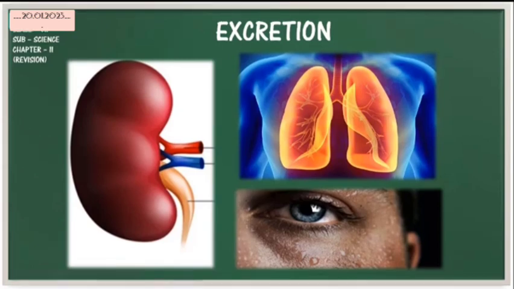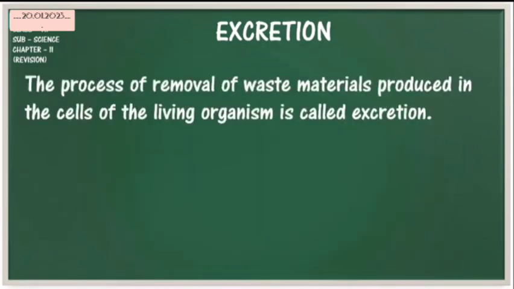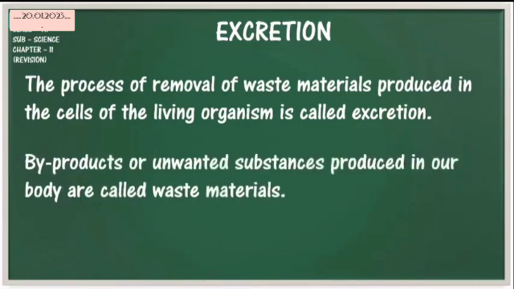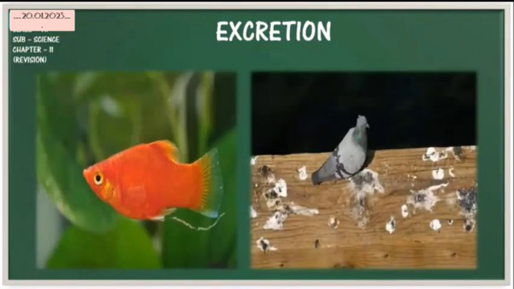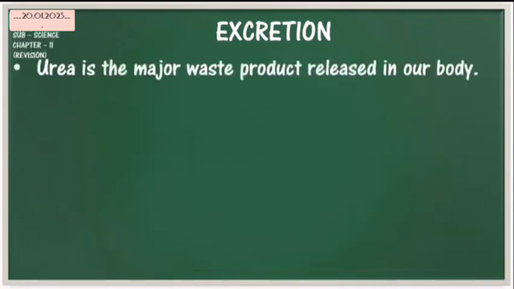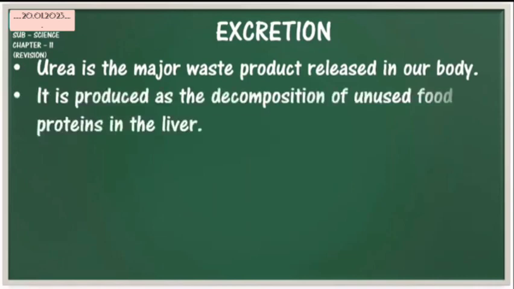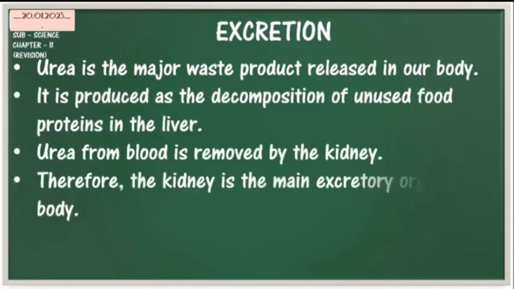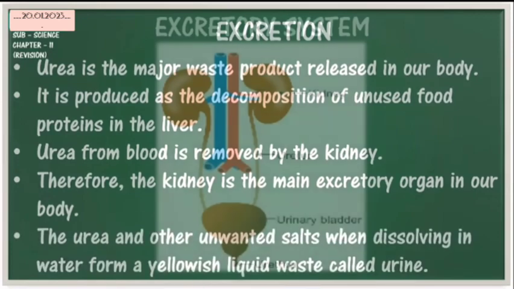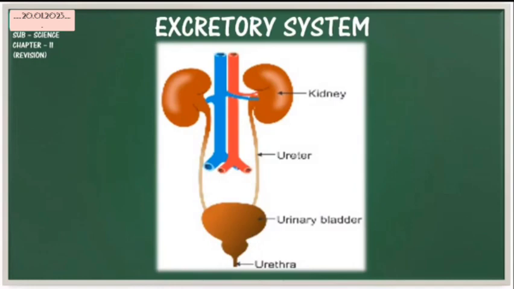Different organisms follow different modes of excretion, such as kidney, lungs, skin, and eyes, depending on their habitat and food habit. For example, aquatic animals excrete waste in the form of ammonia, while birds and insects excrete mainly uric acid, and humans produce urea as the major excretory product. The human excretory system organs include a pair of kidneys, a pair of ureters, a urinary bladder, and a urethra.